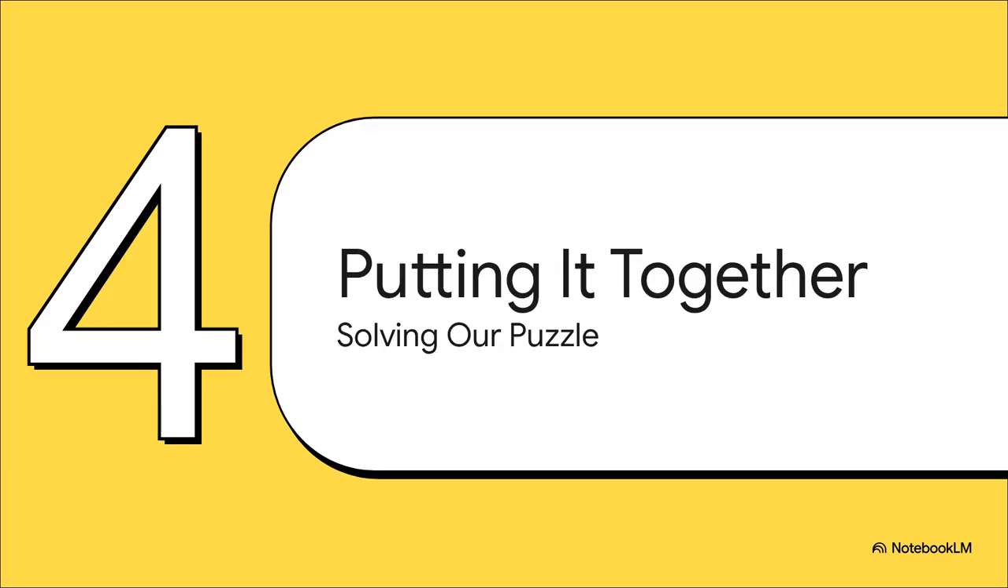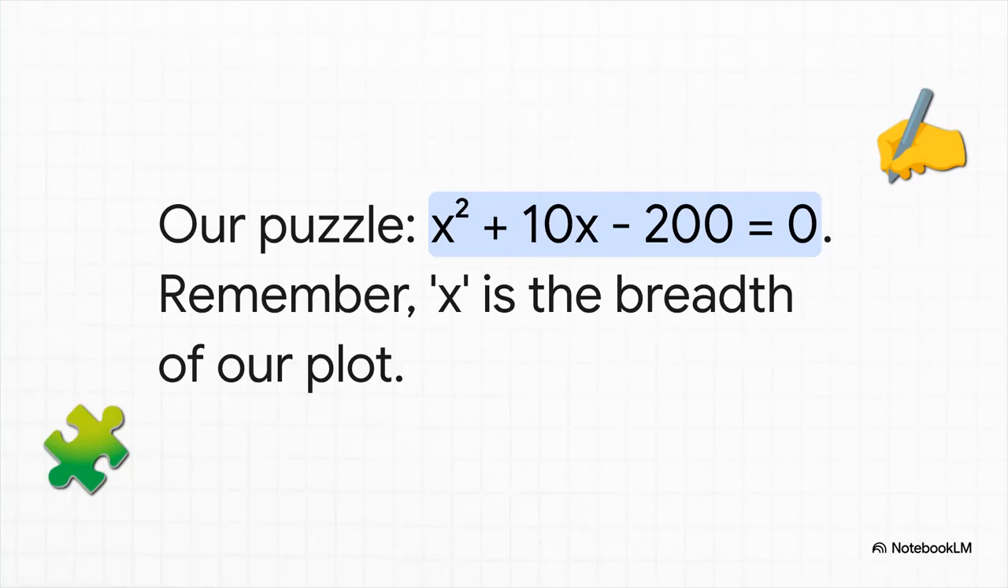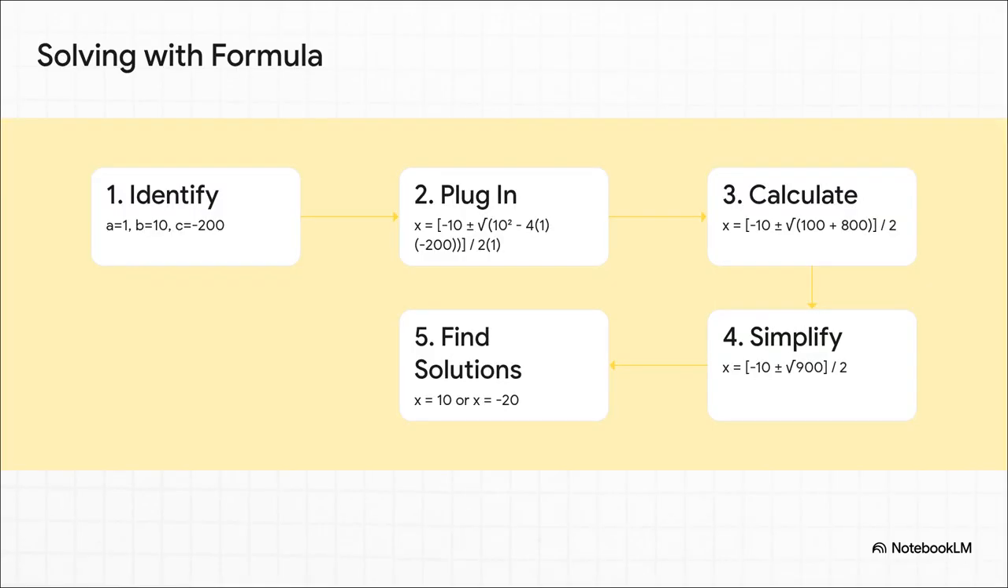Okay, theory's great and all, but let's get back to our plot of land. We've got our puzzle, we've got our master key. It is time to put it all together and finally figure out the dimensions of that property. All right, let's look at our equation one more time. We are solving for x, which, remember, is the breadth of our plot. So we just take our values, a is 1, b is 10, c is negative 200, and we plug them right into the formula. Now we just carefully follow the steps.